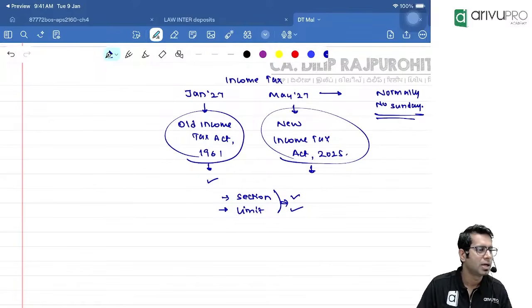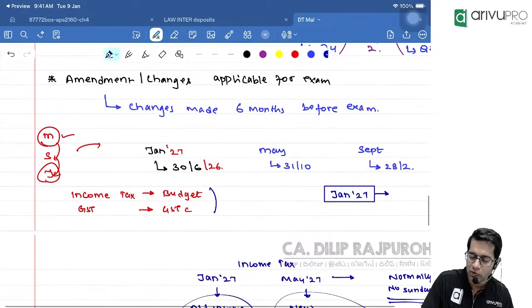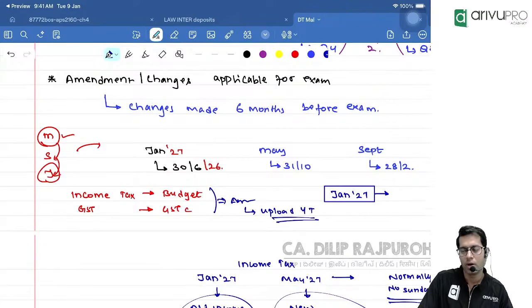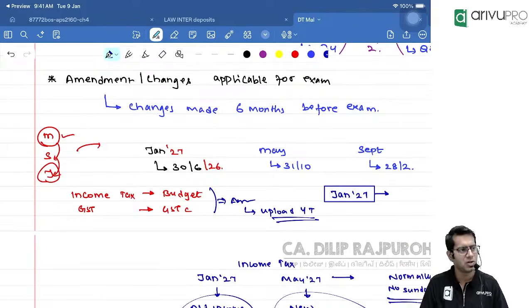Sir, how to take care of tax changes? Sir, whatever amendments are happening, what should we do with respect to that, sir? All the amendments, whatever changes are there, all those things will be uploaded on YouTube. The amendment changes videos will be uploaded on YouTube.